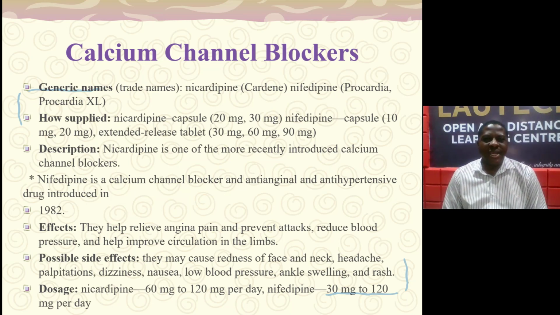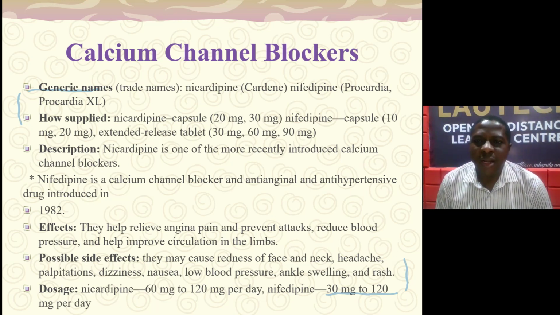Then another example is nicardipine, that is Cardene, or nifedipine, that is Procardia and Procardia XL. These are supplied in these forms. Nicardipine is supplied in capsule form, in dosage form of 20 milligram and 30 milligram. Nifedipine capsule in forms of 10 milligram and 20 milligram. Extended release tablet of nifedipine, dosage form of 30 milligram, 60 milligram, and 90 milligram.